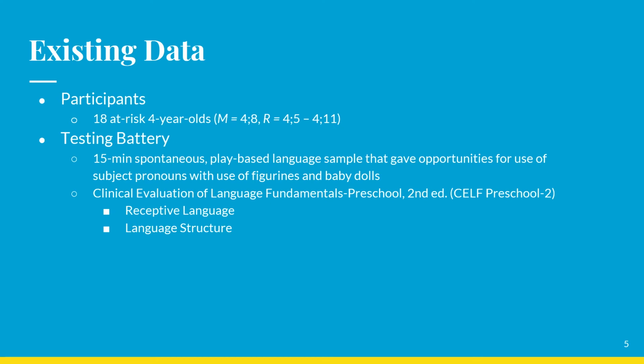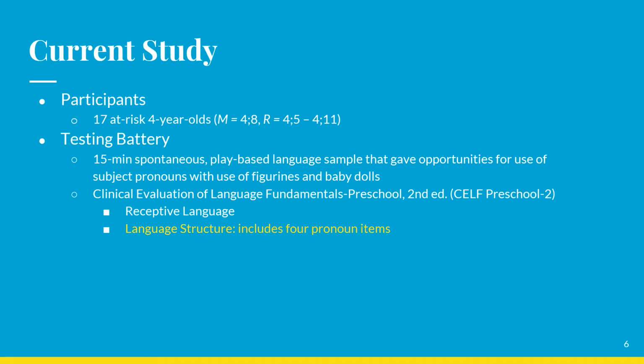This study uses data from a battery of other tests that include the spontaneous language sample and the formal assessment that I am analyzing. The participants for the original study were 18 at-risk 4-year-olds. In the current study, there are 17 at-risk 4-year-olds included. The spontaneous language sample is 15 minutes long and gave opportunities for the use of subject pronouns by using baby dolls and figurines. Within the subtests of the formal assessment, the CELF, I will be examining 4 subject pronoun items.